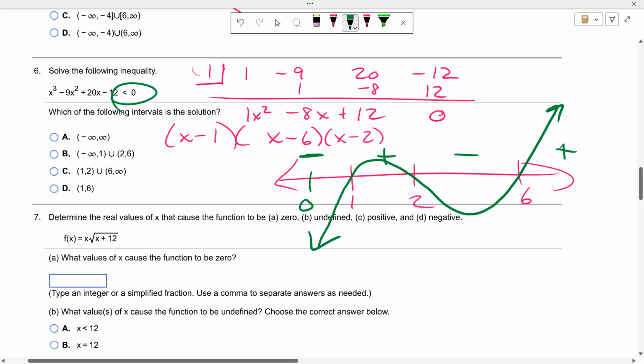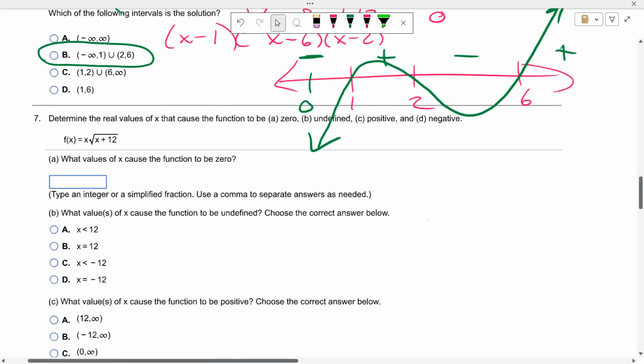They're wondering, where is it less than 0? Where is it negative? Negative infinity to 1, and then from 2 to 6. Okay.